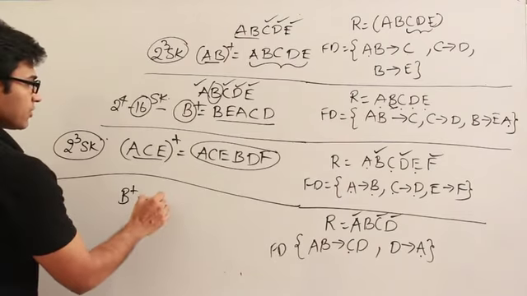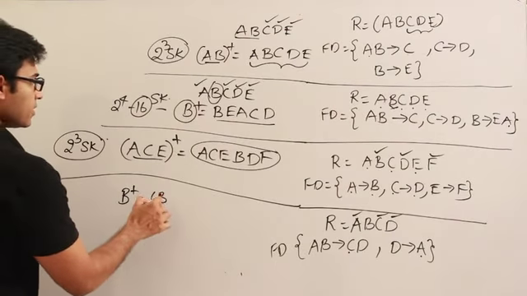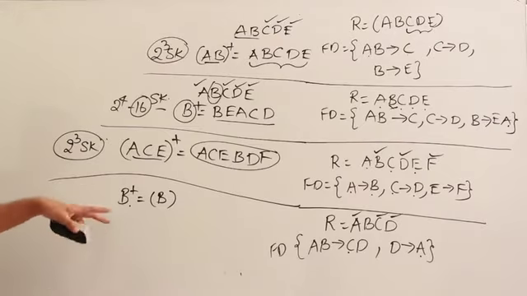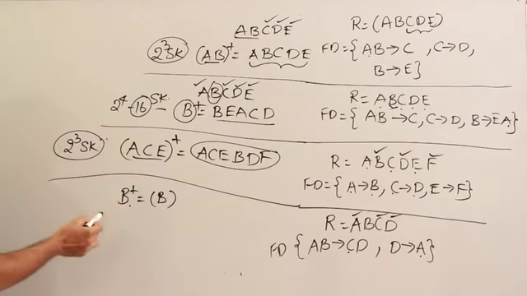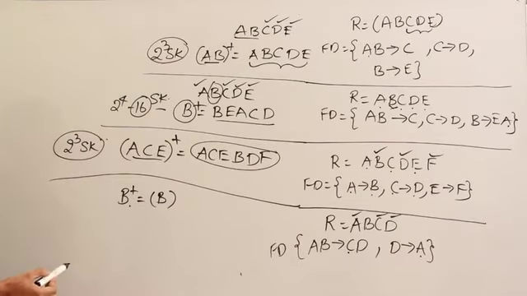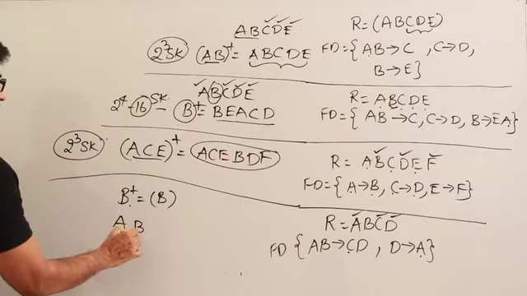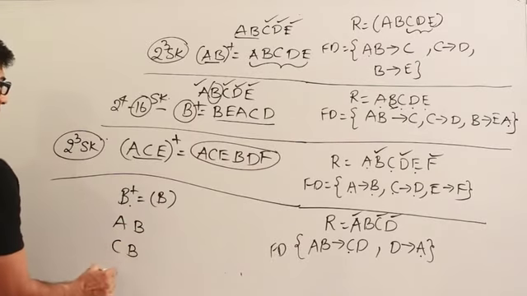Then what do I get? If I take B plus, I am getting only B, right? Therefore it is not a key. So if it is not a key, I have to go to the next level, right? So next level means I should check all the possible keys with 2 attributes. Now if I have to check with 2 attributes, they should definitely contain B. Then one possibility will be AB, other possibility will be CB, other possibility will be DB. I have to check all this, right?